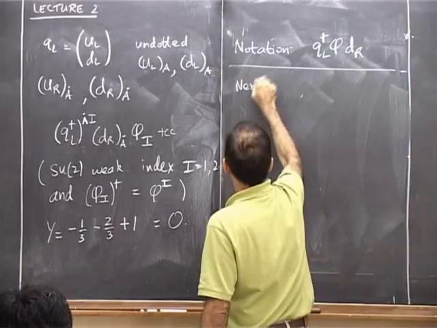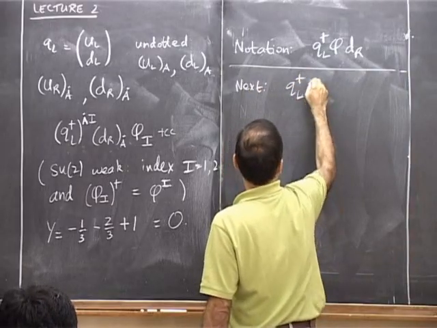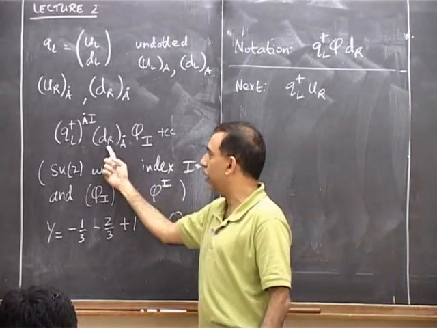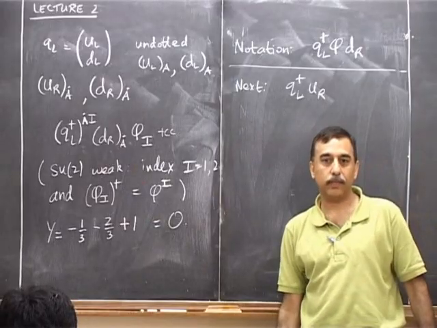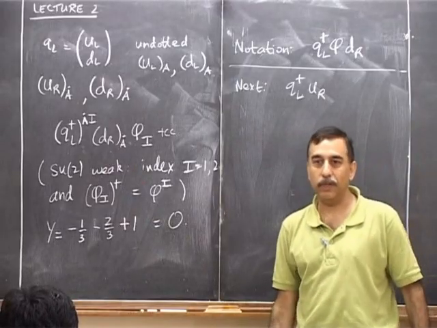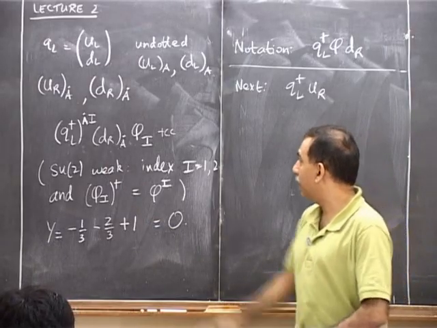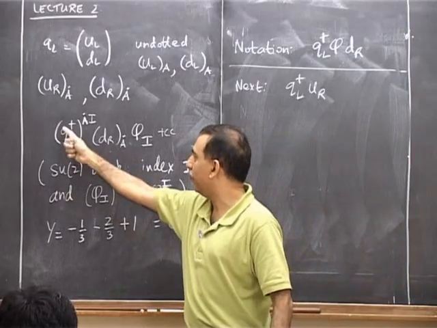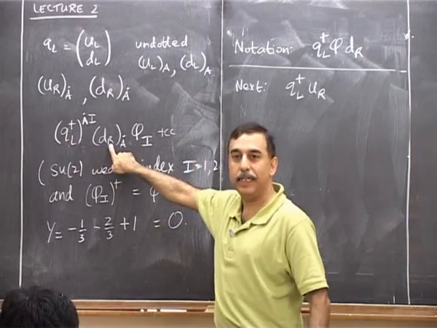Now next, let's try the same game with Q dagger L and U_R. So we've only found Q dagger with the right down quark. Now we should do it with the up quark. We have to do this exercise for everyone. Why do we have to do it for everyone? Because at the end we have to see what mass term comes out. What's going to come out from this product is not a mass term. This actually involves both U and D, but the mass term will only come out as D dagger D.